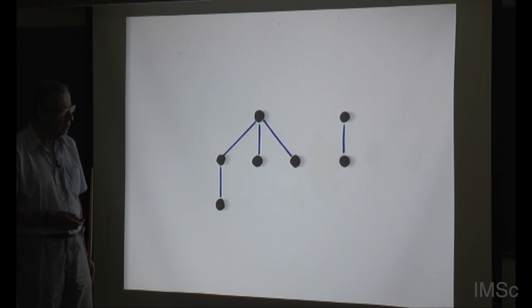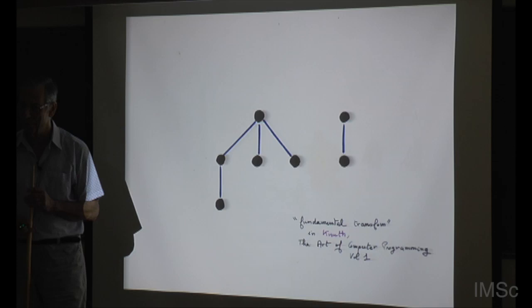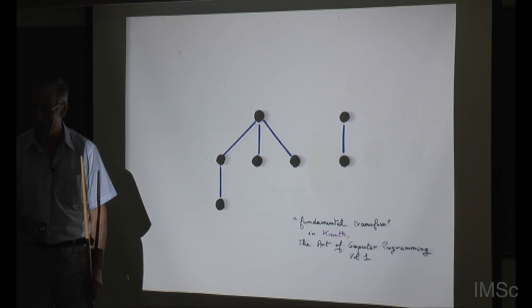It's what was called, in volume 1 of Knuth in the 60s, the fundamental transform. Then there was the second fundamental transform, the third fundamental transform, and now there are more than 100, so we stopped calling all of them fundamental. In permutations also, there was a fundamental transform by Foata, but that was the first time a bijection was used, 50 years ago.